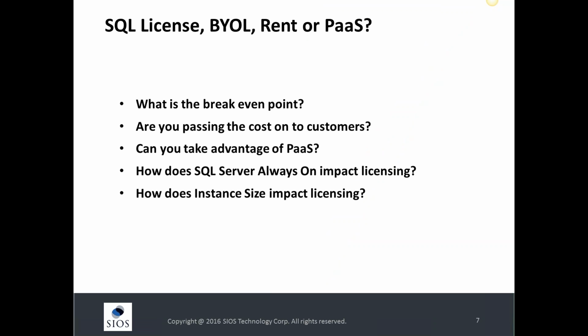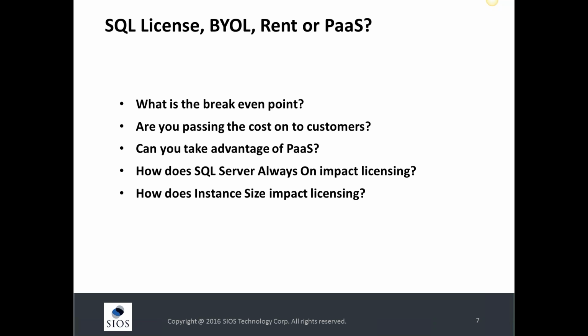So moving on to the next point, SQL Server licensing. Should you bring your own license to the cloud? Should you pay monthly to rent SQL Server? Or if you're going to use the platform as a service, what are your options there?